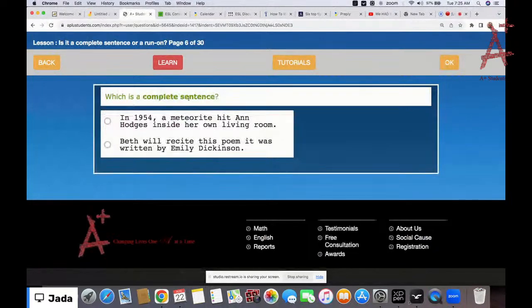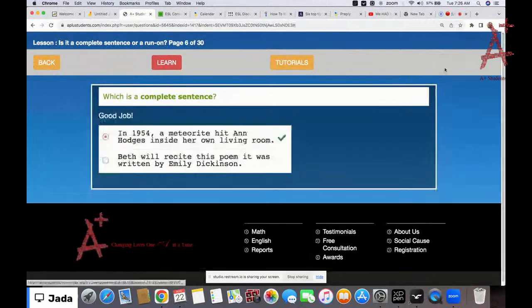And then which is a complete sentence? In 1954, Beth hit Anne Hurch inside her own living room. Beth will recite this poem. It was written by Emily Dickinson. So yeah, the first one, because the second one says Beth will recite this poem. It was written by Emily Dickinson. You see, it was written. It's supposed to be separated, but it's joined together.